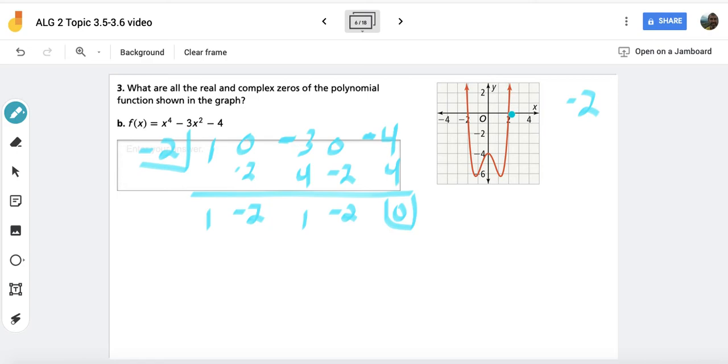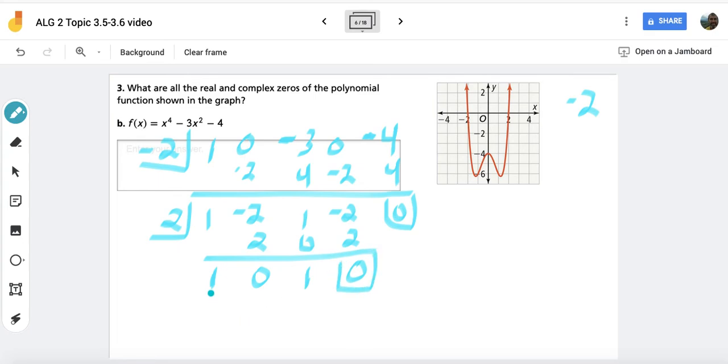Now we think the other root is 2. So I'm going to take these coefficients and test to see if 2 goes into those. Okay? Bring down the 1. 1 times 2 is 2. 2 plus negative 2 is 0. 0 times 2 is 0. 1 plus 0 is 1. 1 times 2 is 2. Negative 2 plus 2 is 0. So yes, it did come out.